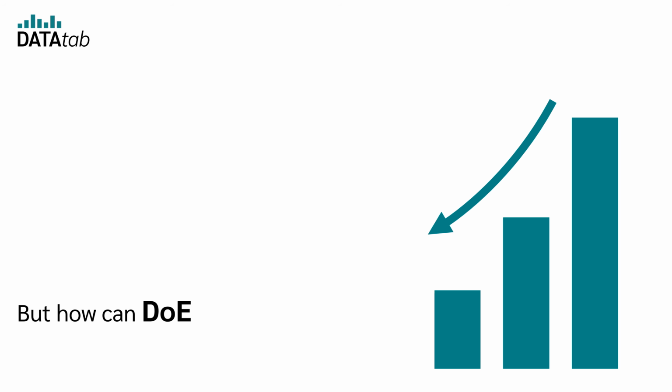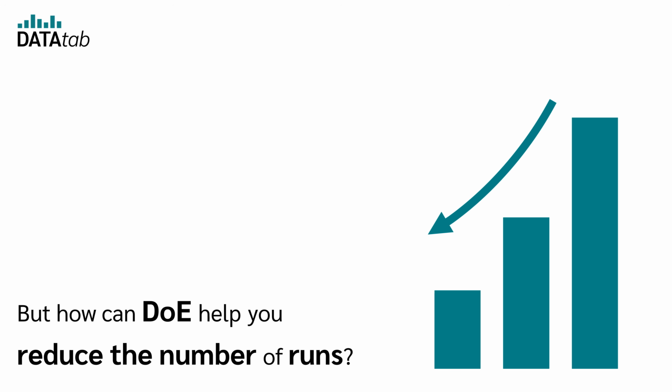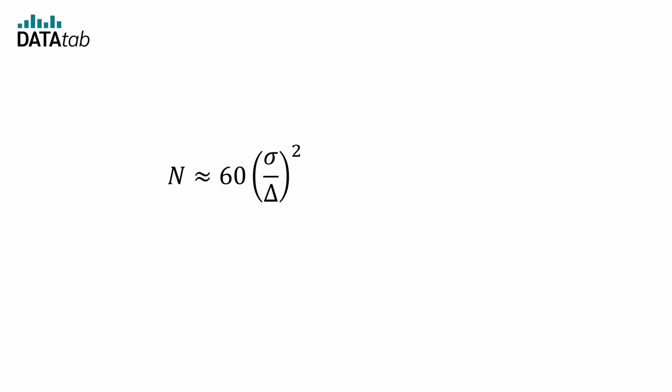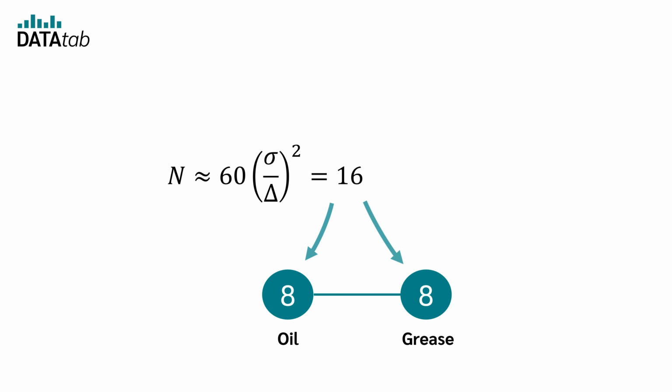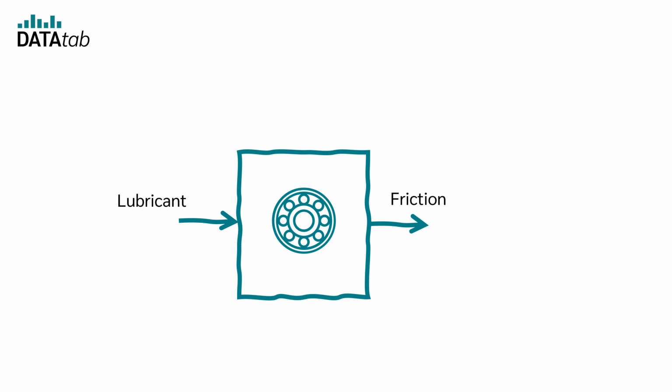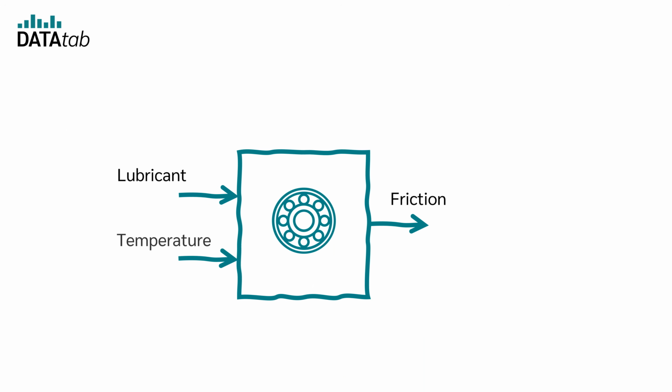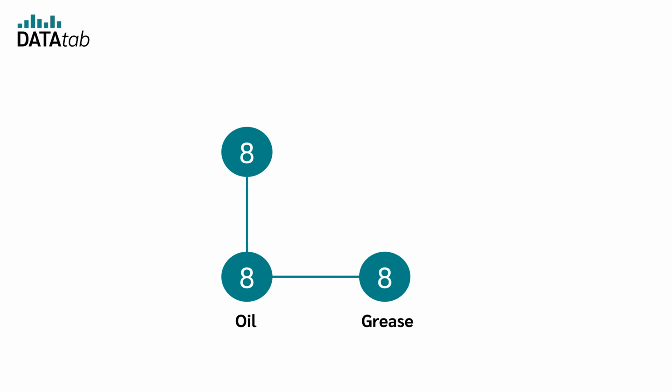But how can DoE help you reduce the number of runs? Let's assume that the calculation of the number of runs results in 16 experiments. So 8 runs with oiled bearings and 8 runs with greased bearings. But what if we have a second factor? Let's say in addition to lubrication we have temperature with low and high. Then we need another 8 runs to take these factors into account.